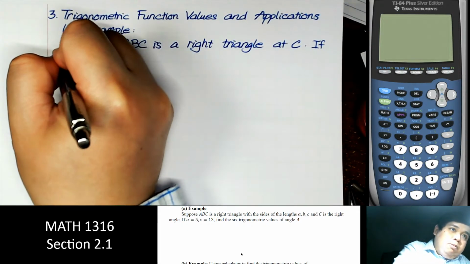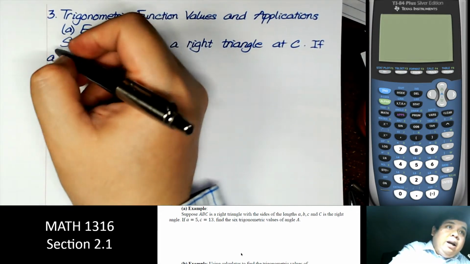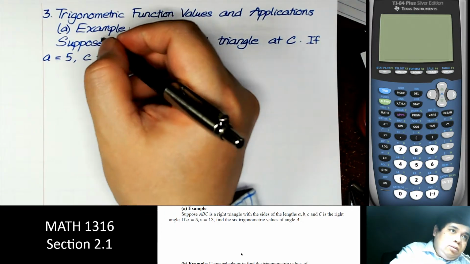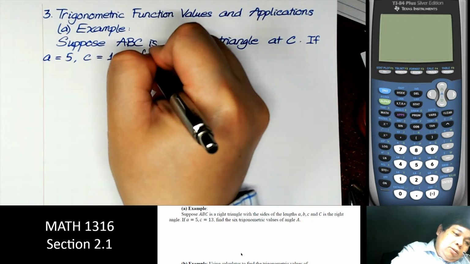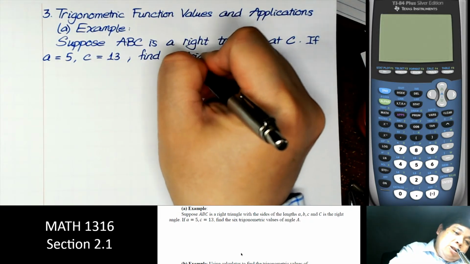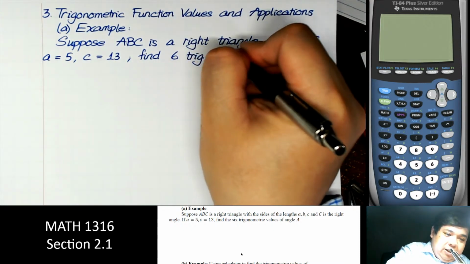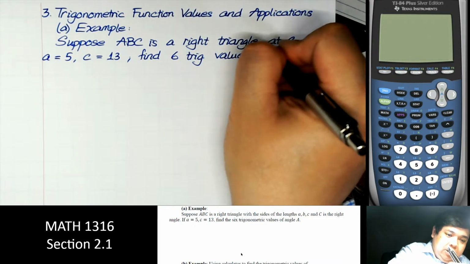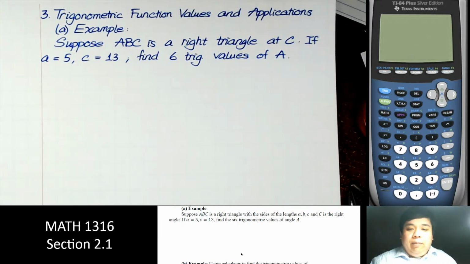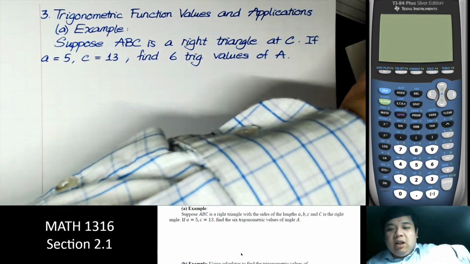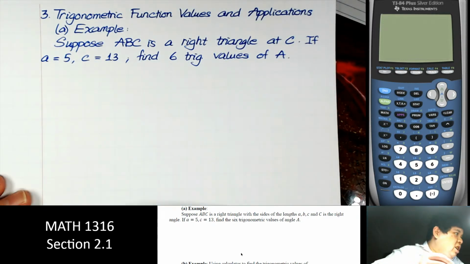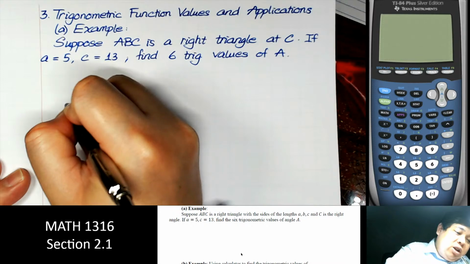If A is 5 and C is 13, find the trig values of A. The nice thing about solving the right triangle is we do not have to draw it to scale. Just get the idea of where the angles and where the sides are.